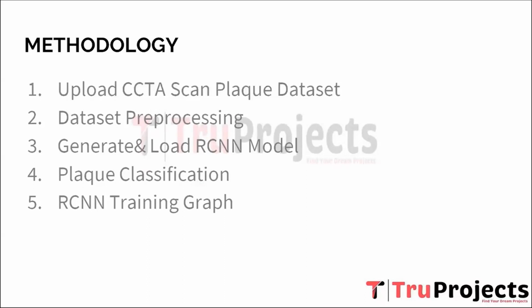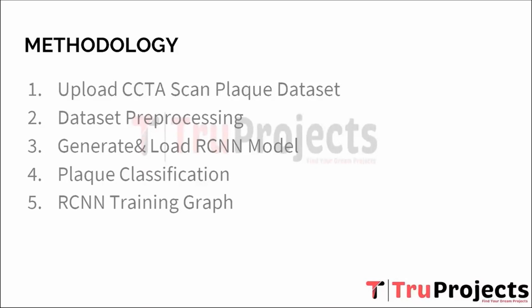To evaluate the performance of the RCNN model during training, various metrics such as accuracy, loss, and validation scores are computed. These metrics are plotted on a training graph, which provides a visual representation of the model's learning progress over time.